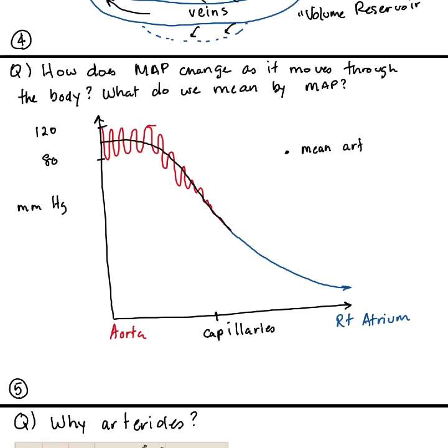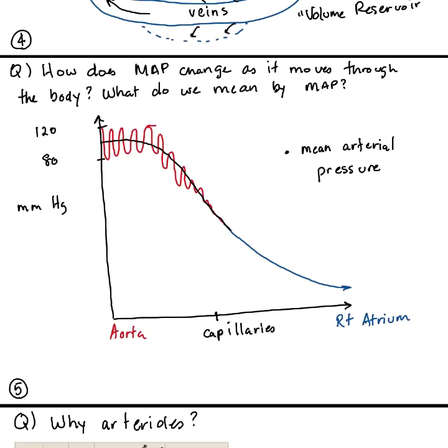mean arterial pressure. And you might think that you could just add your diastolic and systolic and divide it by 2. It turns out that's not the case. It's not simply an average, it's a weighted average. I'll leave it to you to check your lab manual to see how that's actually calculated.